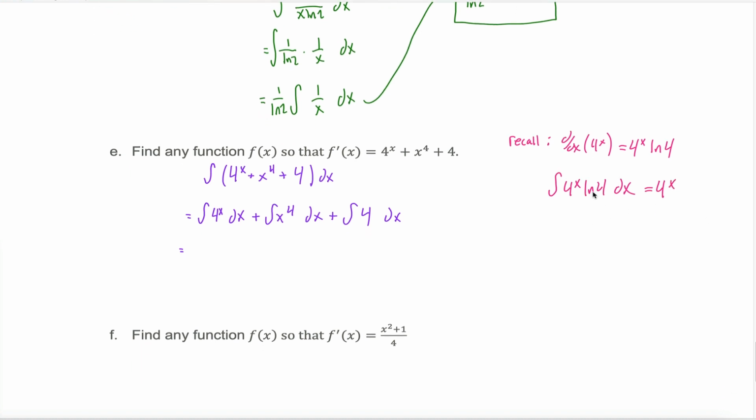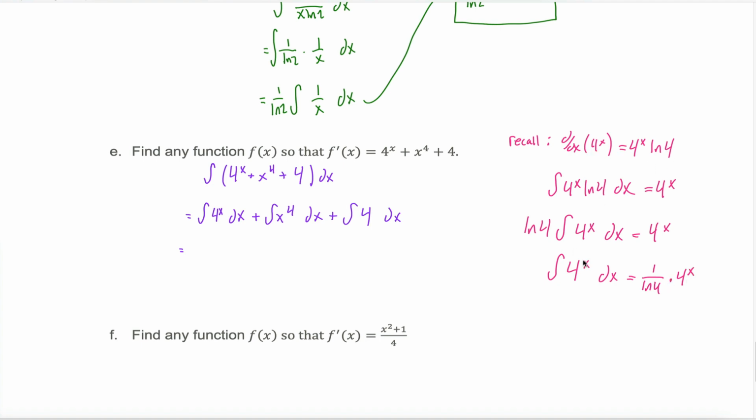And since the natural log of 4 is just a constant, I can pull it out in front and say that the natural log of 4 times the antiderivative of 4 to the x is equal to 4 to the x power. And so if I was interested in just the antiderivative of 4 to the x, maybe I'd want to get this natural log of 4 over on the other side of the equation. If I divide both sides by the natural log of 4, I get that the antiderivative of 4 to the x is equal to 1 over the natural log of 4 times 4 to the x power.